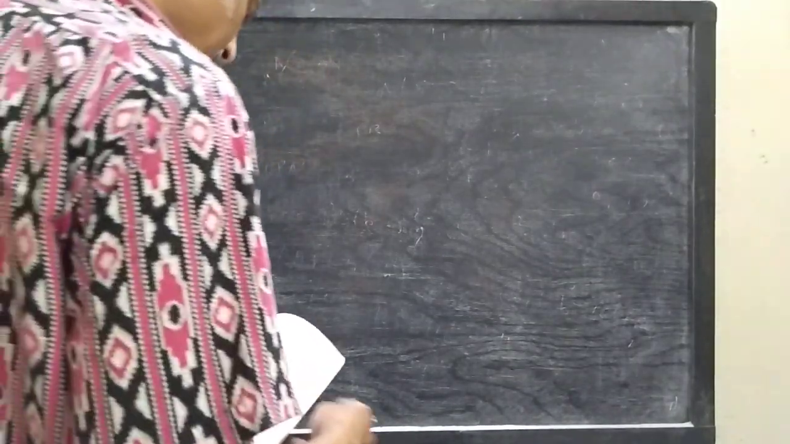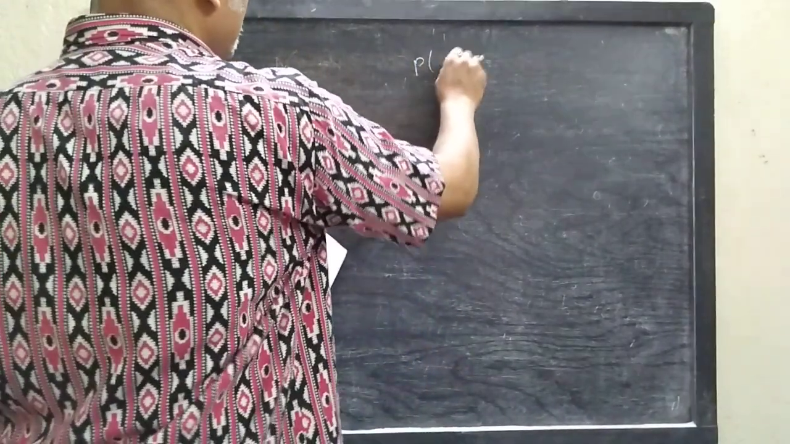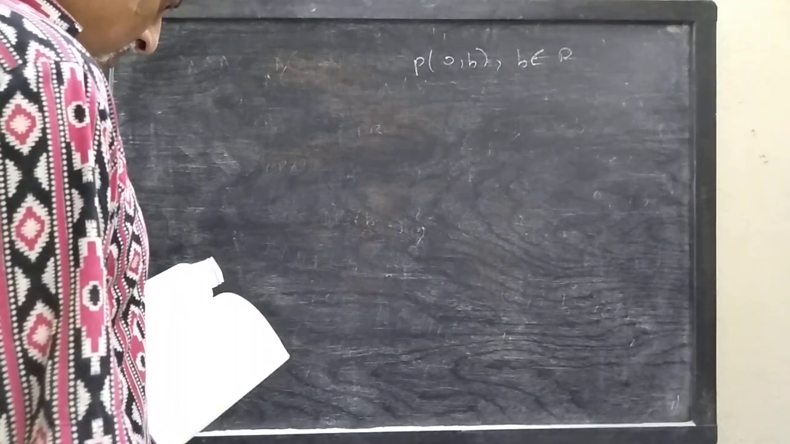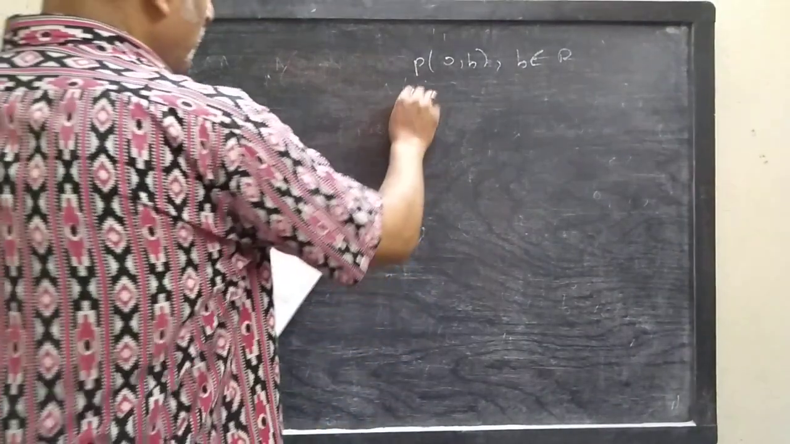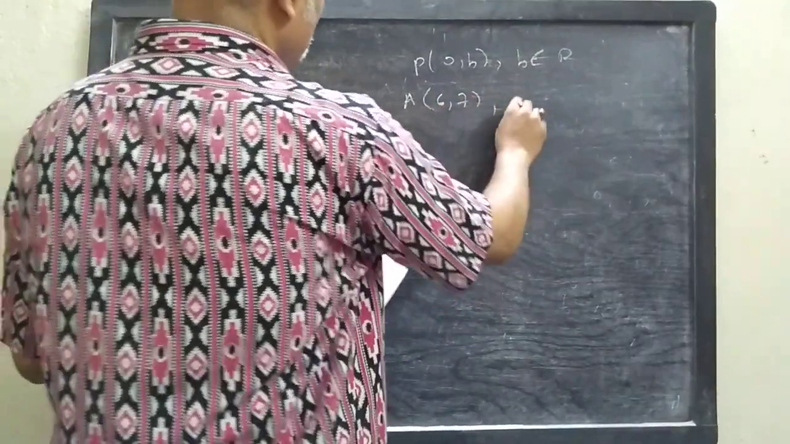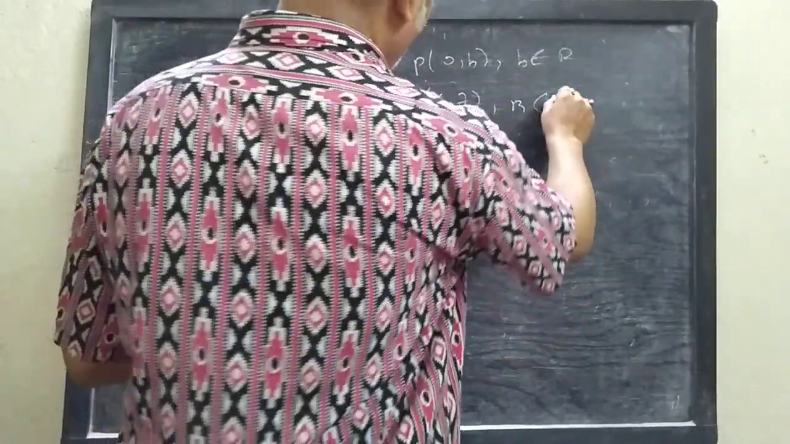Find a point on the y-axis. As it is on the y-axis, the point should be of the form (0, b), where b belongs to R. Two given points are there. One is (6, 7) and another is (4, -3).